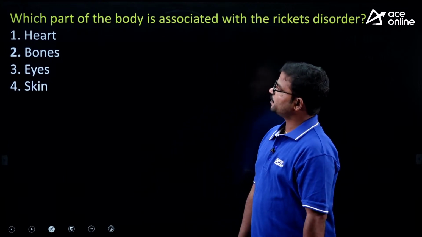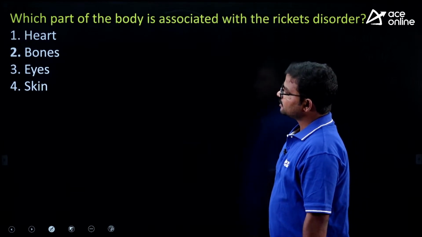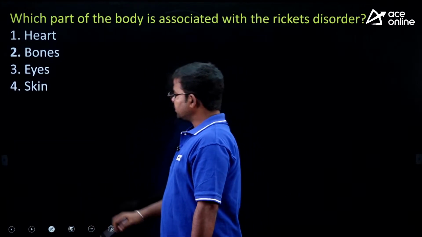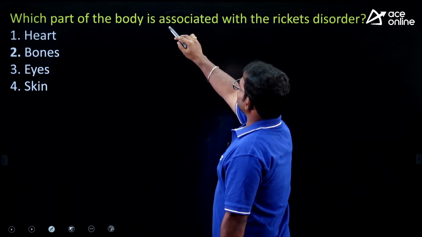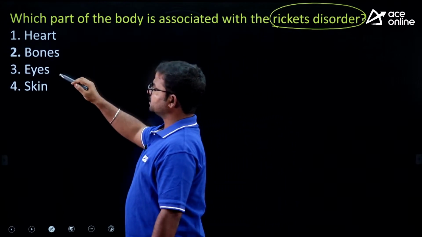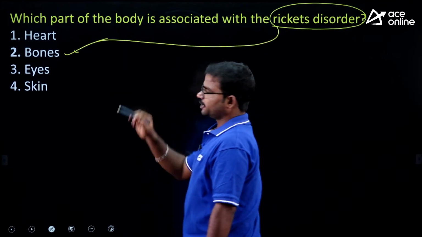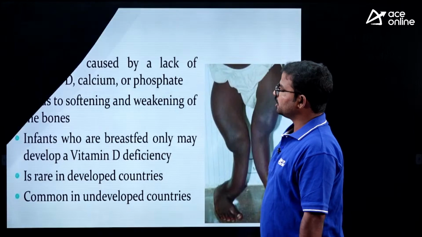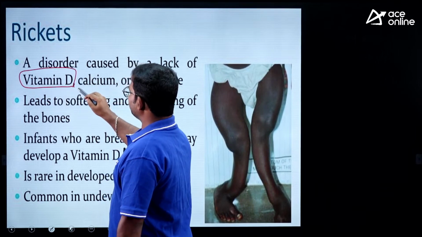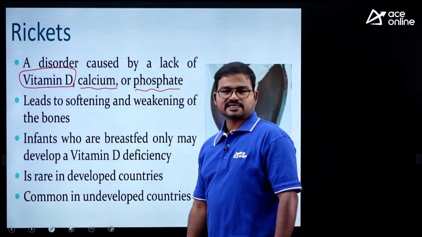So next question, which part of the body is associated with the rickets disorder? Heart, bones, eyes, skin. What did they mention? Which part of the body is associated with rickets disorder? If you consider rickets, mostly it concerns a bones-related problem. The deficiency of vitamin D is mostly responsible for rickets. Vitamin D, next calcium, and phosphate, lack of these is responsible for rickets disorder.